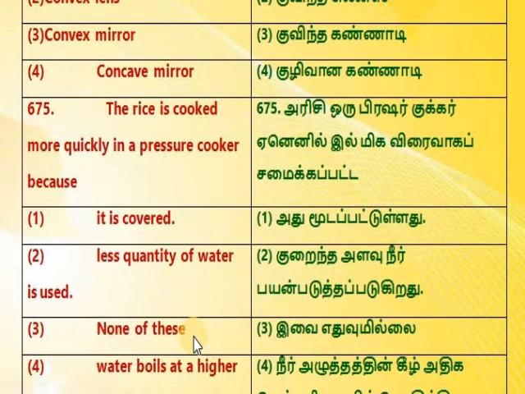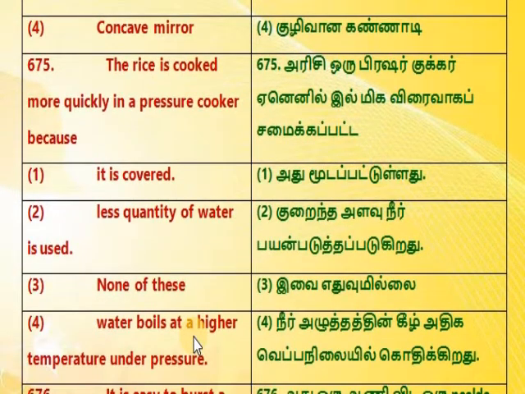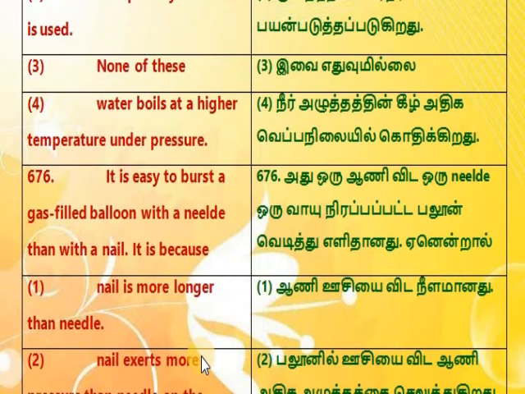675. The rice is cooked more quickly in a pressure cooker because: 1. It is covered, 2. Less quantity of water is used, 3. None of these, 4. Water boils at a higher temperature under pressure.